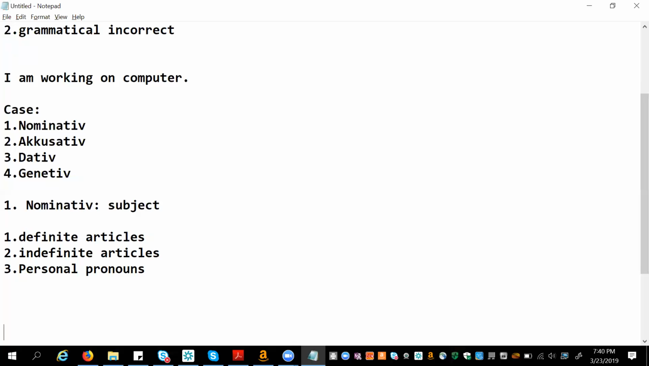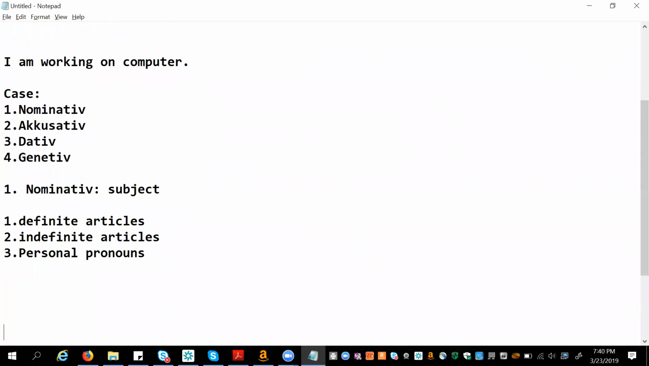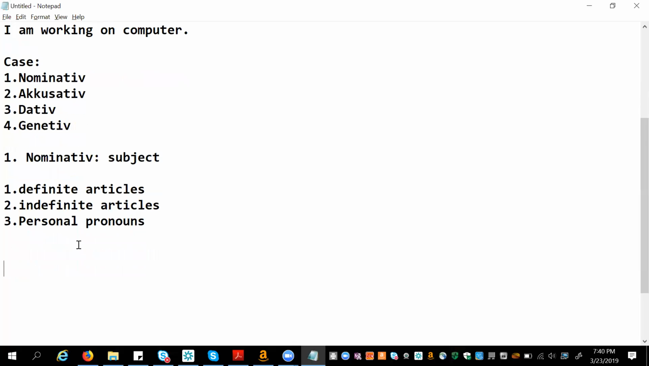Okay. So as I said, nominative is a subject. So first, what are the definite articles? In German, we have different articles. The in English, the definite article, means the. In German, it can be expressed in four ways. You might know it already: der for masculine, die for feminine, das for neutral, and die for plural.